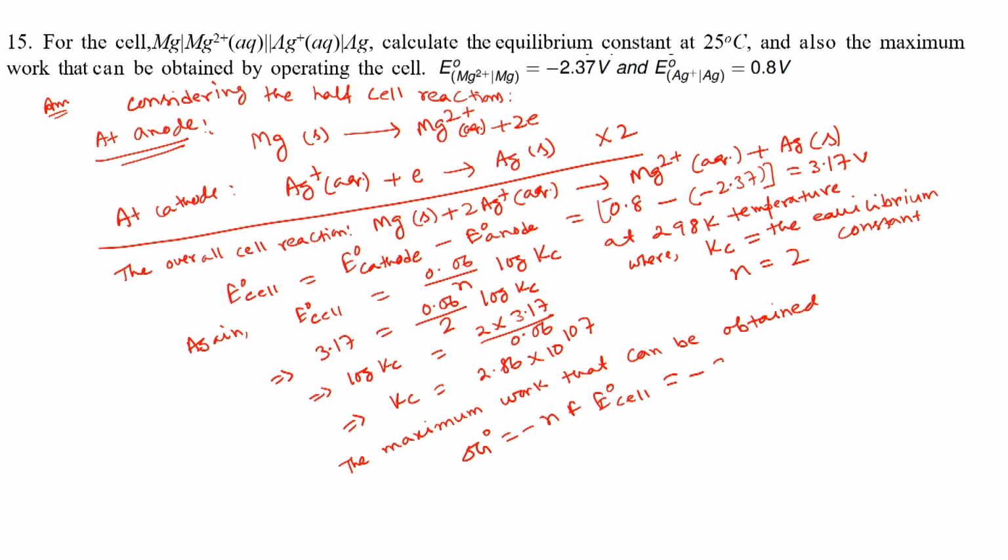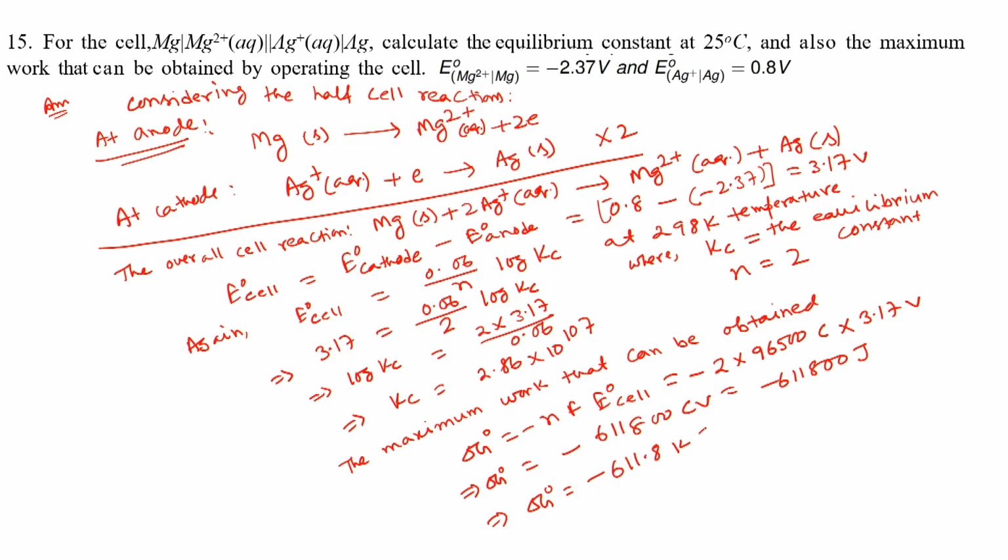So, minus n is 2, F is 96,500 coulombs, and E naught cell we already calculated. E naught cell is 3.17 volt. So, we get delta G naught is minus 611,800 coulomb volt, means minus 611,800 joules. Coulomb times volt gives joules. So, delta G naught is minus 611.8 kilojoule. We convert it into kilojoule. So, this is the value of the maximum work done, and this is the value of equilibrium constant Kc.